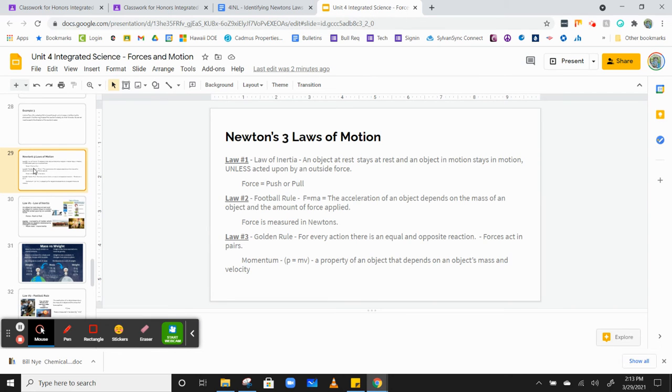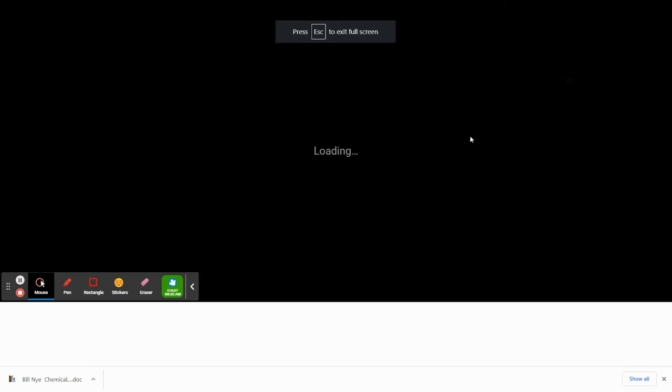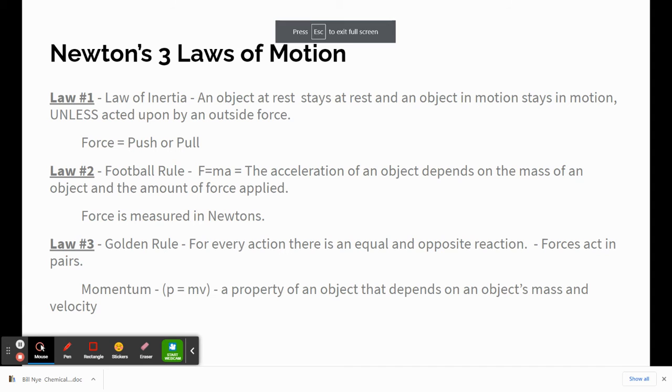Okay? So today we're going to talk briefly about the three laws of motion. The three laws of motion are listed here. Law number one is the law of inertia. An object at rest stays at rest, and an object in motion stays in motion, unless acted upon by an outside force. Okay, and a force is simply a push or pull.